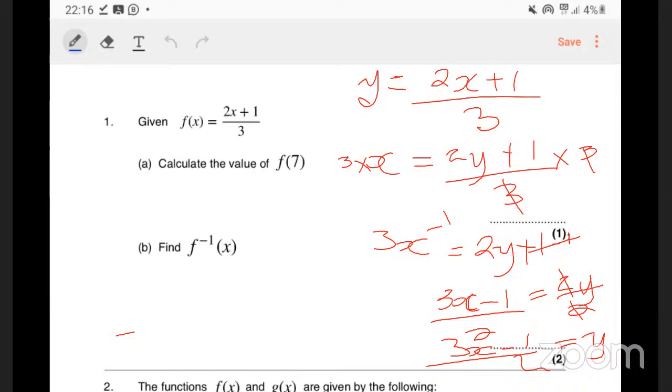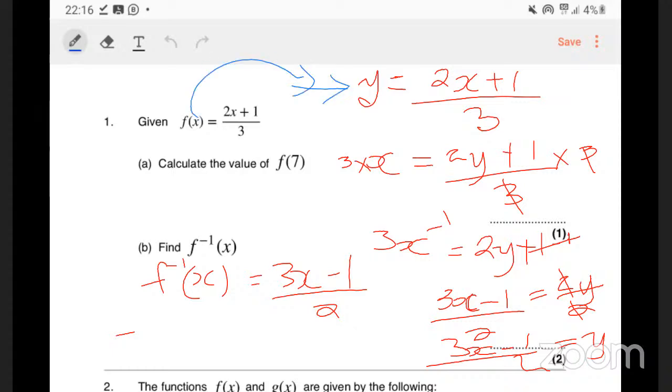They ask us to find the inverse of the function f of x. So what we're going to do is to just write it with the language that they have given us. And it is f inverse x equal 3x minus 1 divided by 2. So remember that earlier up here, we said we change this to that, right? When we changed the f of x to y, it's the same thing now.